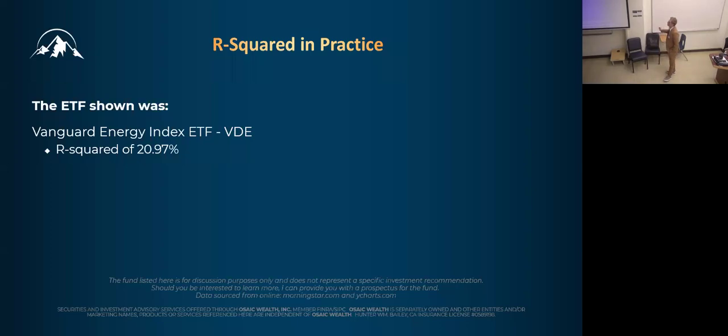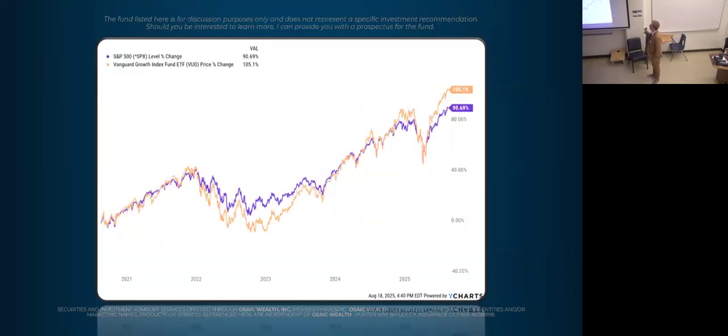Okay, so we showed the energy index ETF, and now we're going to go to another one. So now we've got our S&P 500 in purple, and we've got our index fund in orange. So do we think we have a relatively strong R squared? Yeah, seeing some yeses, seeing some confusion. Okay. Anybody think we have a pretty weak R squared on this investment?